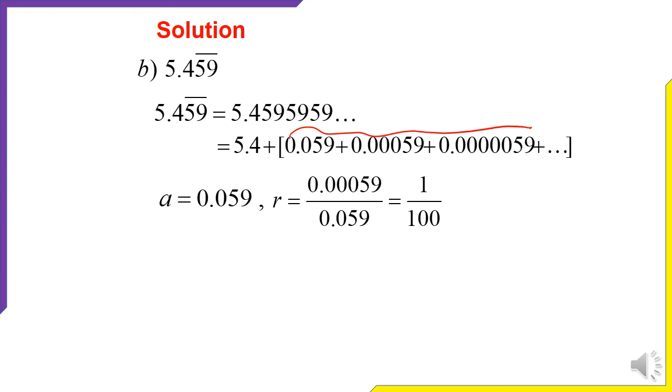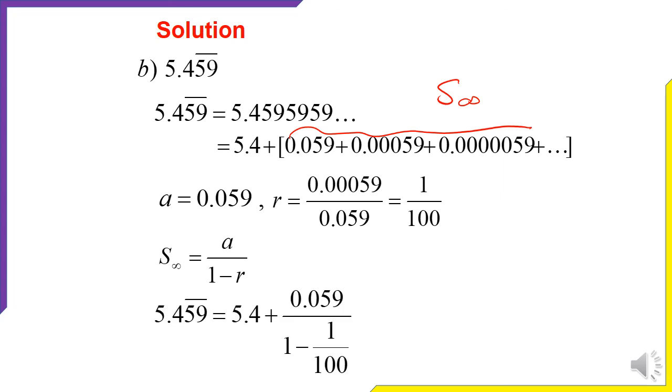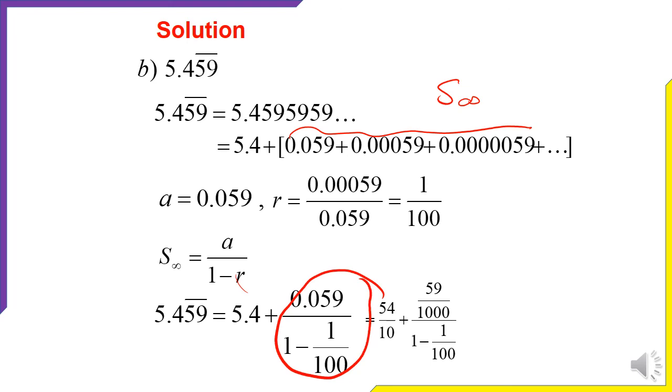And then what we should do? We just have to find the sum to infinity because it won't stop. Then just substitute into the formula of S infinity. So 5.459 bar will be equal to 5.4 plus the S infinity of everything inside the bar in the sequence. It will give you the answer in fraction, which is 1081 over 198. You can check using your calculator. You will get the same value, 5.45959595959. Okay, so this is for the first part. Please stay back for the second part, which is the binomial expansion.